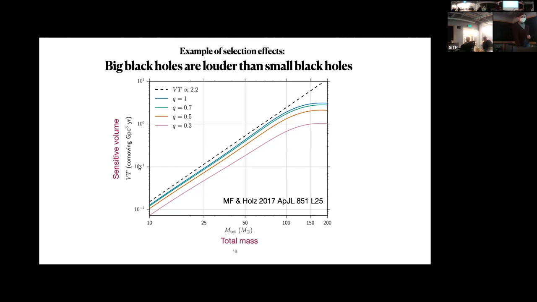So here I'm showing the sensitive space-time volume as a function of the total mass of this binary black hole system. And the different lines here just show different mass ratios. You can see that for the heavier black holes, we can observe them out to greater distance because they emit louder gravitational waves, which means we're probing a larger volume of the universe. That basically means these massive black holes are overrepresented in our catalog compared to the smaller black holes.